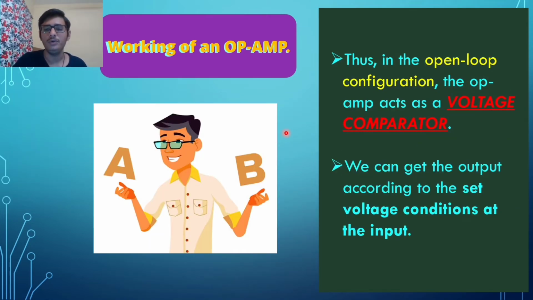Thus, in open loop configuration, the op-amp acts as a voltage comparator. It compares the two voltages at the non-inverting and the inverting input terminals. We can get the output according to the set voltage conditions at the input.